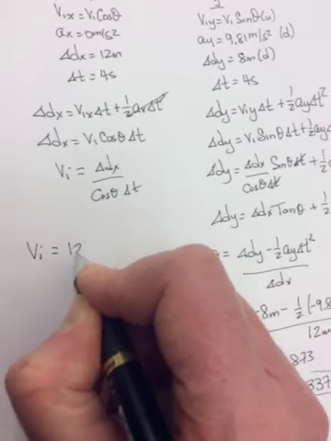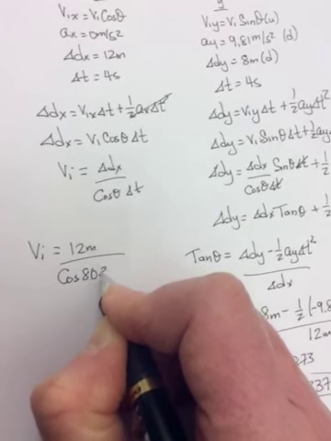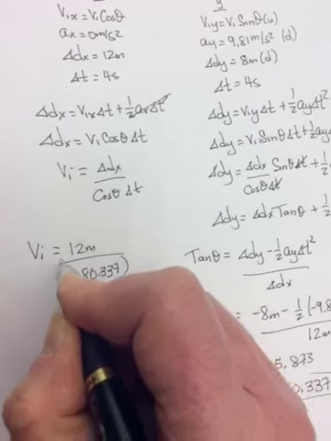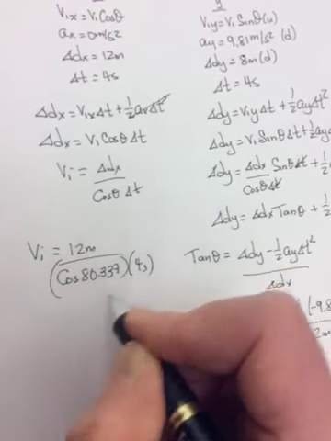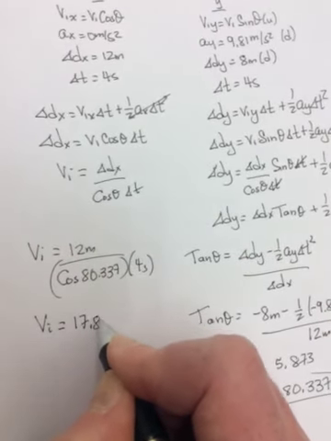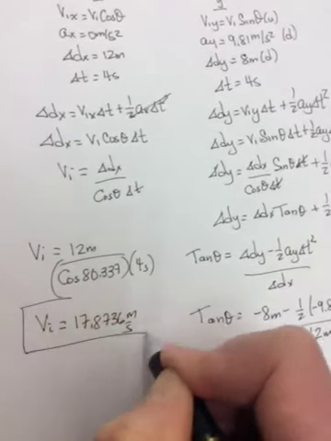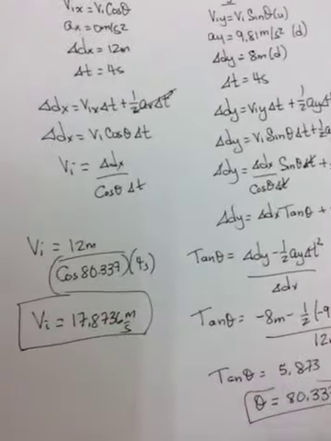Then you would go over here and fill it in. VI is equal to 12 meters over the cos of 80.337 times 4 seconds. And when you do this, you should get 17.8736 meters per second.